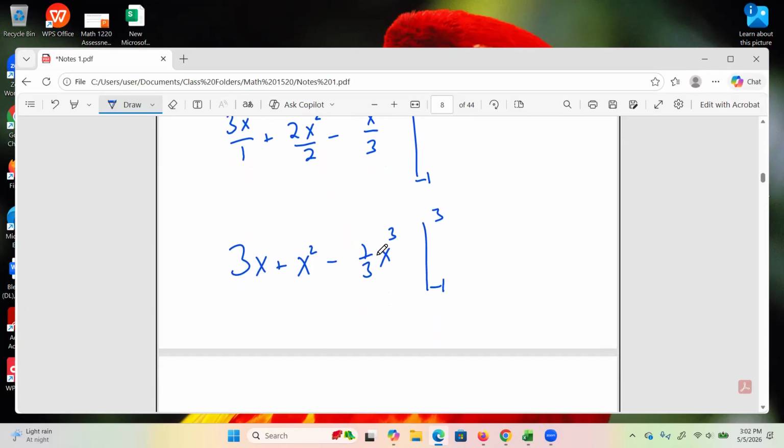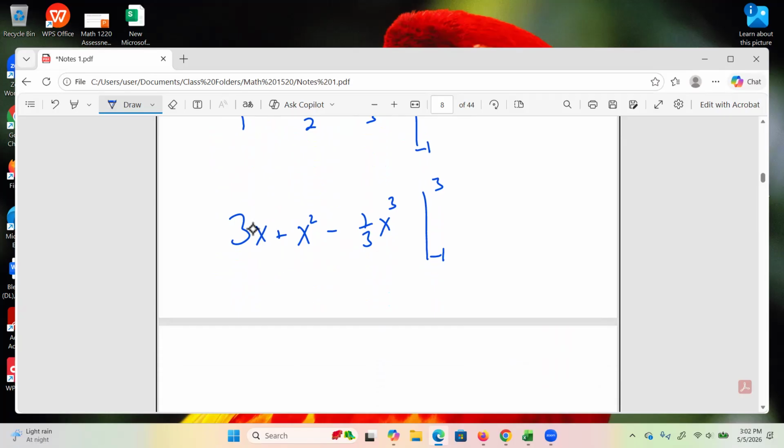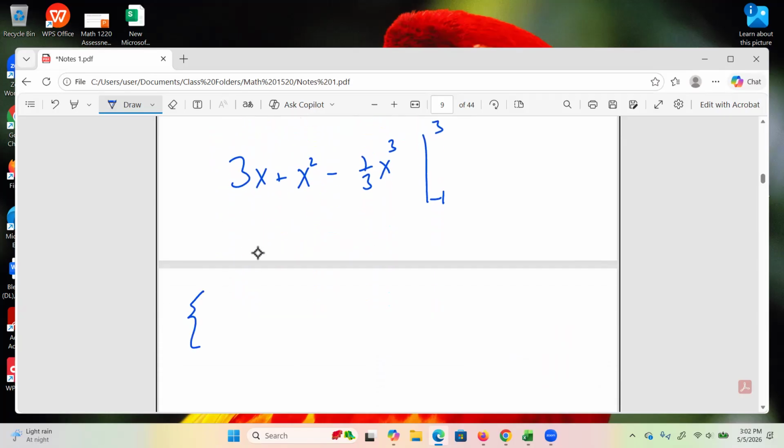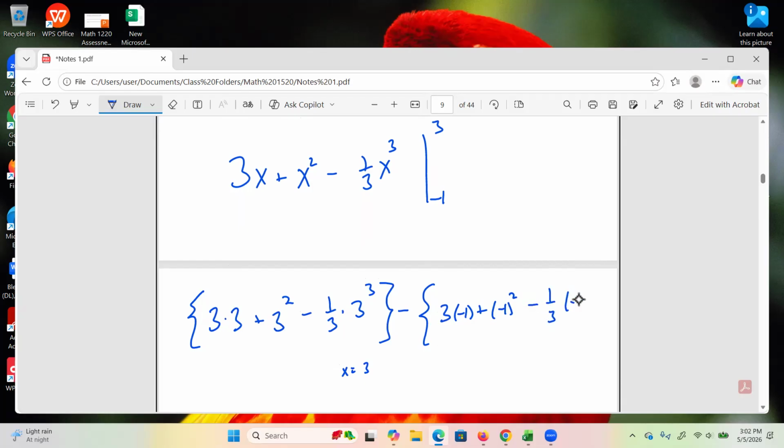All right. Now we have the hard part of the calculus problem, the arithmetic. So we have to plug in the values here. So we're going to say, okay, when x equals 3, we have 3 times 3 plus 3 squared minus 1/3 times 3 cubed. Okay, minus, and this was at x equals 3. I'm going to put my other little brackets in here. So we have 3 times -1 plus -1 squared minus 1/3 times -1 cubed. Okay, and this is evaluated at x equals -1.